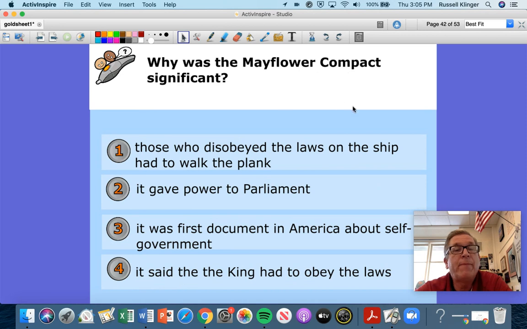Why was the Mayflower Compact significant? Well, it was the first document in America, right, about self-government. That's why it's important. It represents the beginning of democracy in the New World.